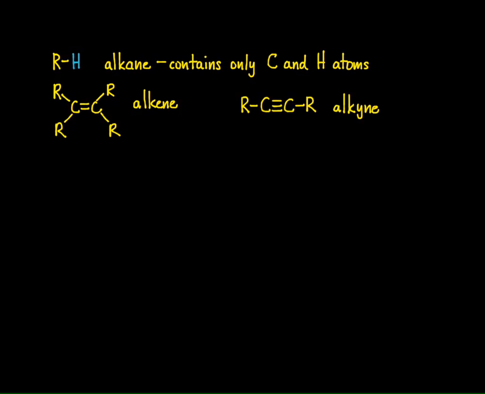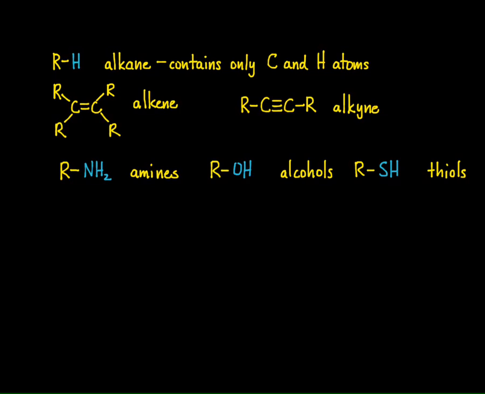We have other types of functional groups that are not hydrocarbons as well. For example, when I have NH2 or NHR or NR2, so mainly a nitrogen coming off of an R group, this is called an amine, right? When I have an OH coming off of a carbon skeleton, it's an alcohol. When I have an SH coming off of a carbon skeleton, it's called a thiol. So again, recognizing the names of these functional groups is very important.